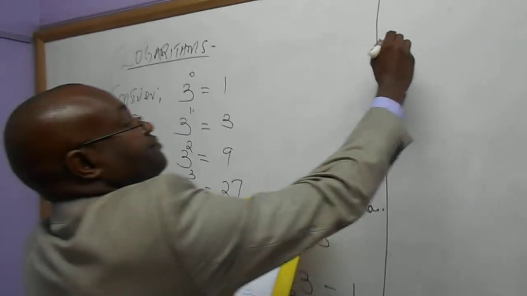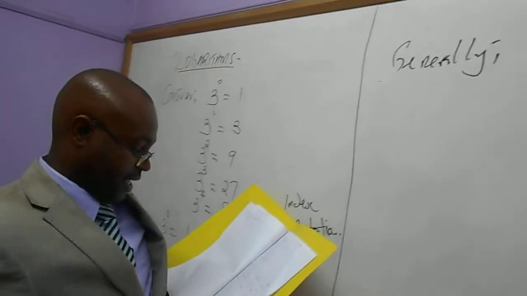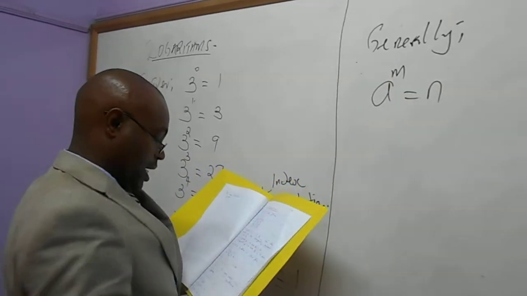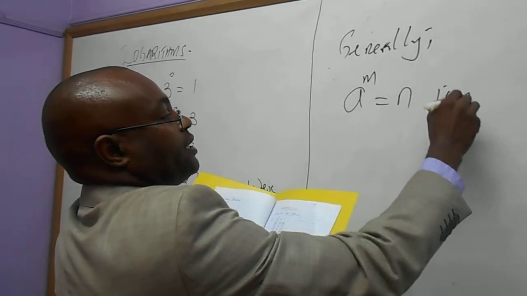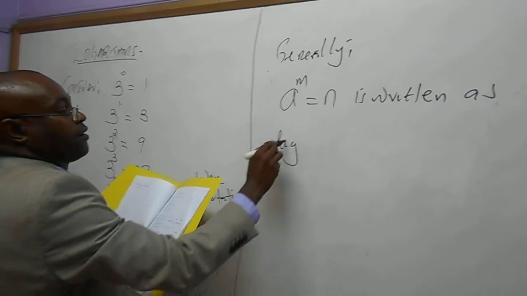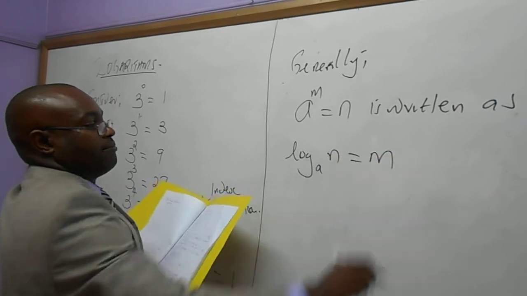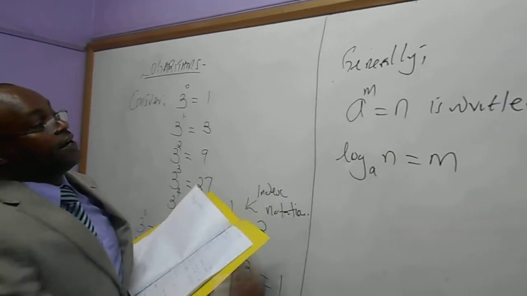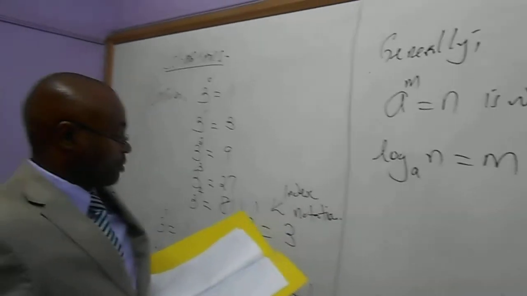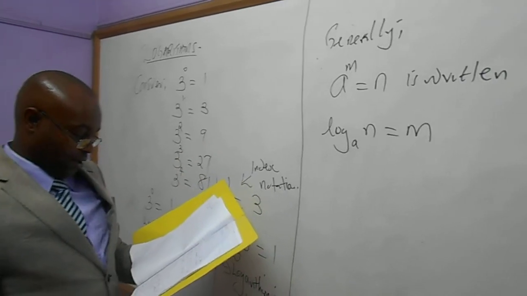So generally, we are saying that a raised to m is equal to n is written as log of n to base a is equal to m. So class, this is very, very important to remember when we are expressing expressions in logarithmic notation. This is what you need to realize.